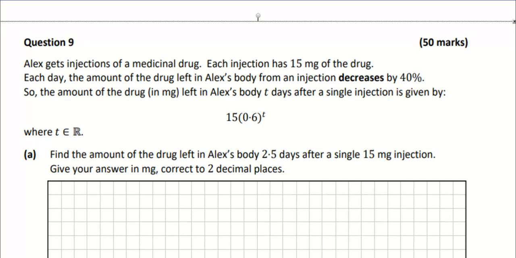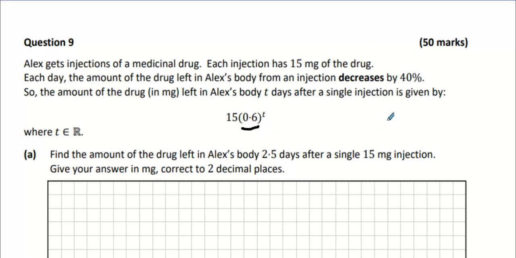Alex gets injections of a medical drug. Each injection has 15 milligrams of the drug. The amount of drug left in Alex's body decreases by 40% each day. If you lose 40, you retain 60. That's why you have a 0.6. Is that right? Find the amount of drug left in Alex's body after 2.5 days.